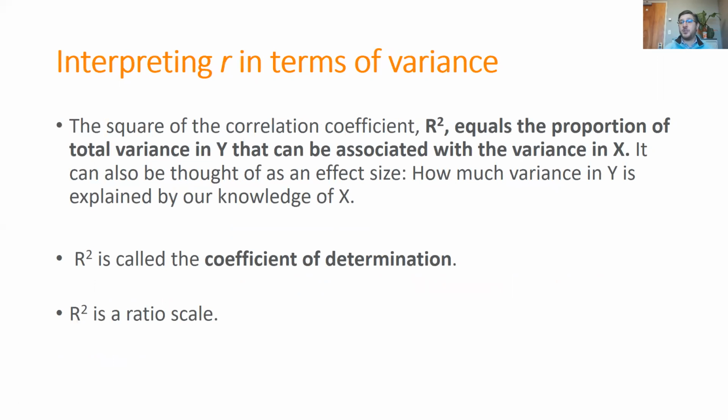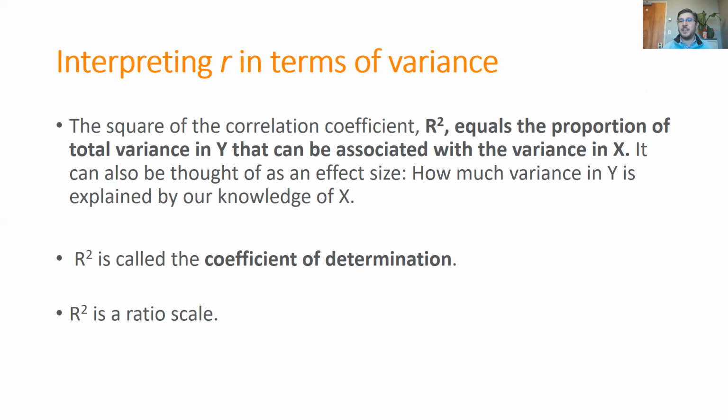So if you square the correlation coefficient, it becomes what's called the coefficient of determination. It gives you the proportion of variance in Y, your outcome, that can be explained by your independent variable, or X. So it's the proportion of total variance in Y that's associated with variability in X. You can think of it as how much variability X and Y have in common.